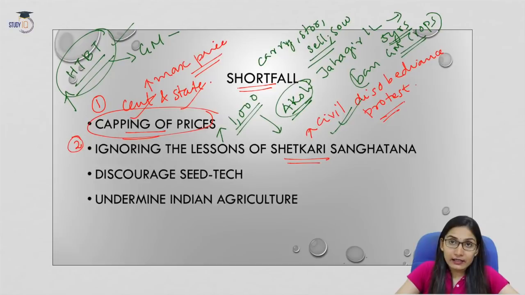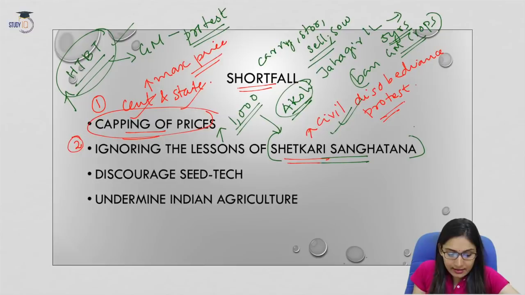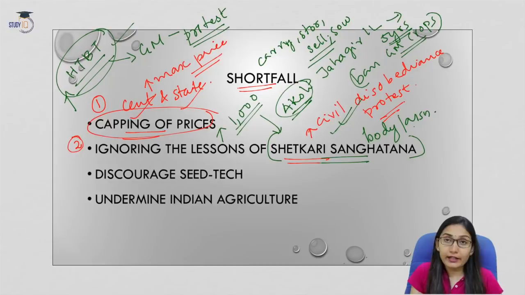This cultivation of the GM crop was conducted as a protest against the ban decided by the government. The police were also present on the occasion, but they did not take any action against the farmers. Shetkari Sanghatana is actually a farmers body, an association of the farmers. They decided to take the movement across the state.